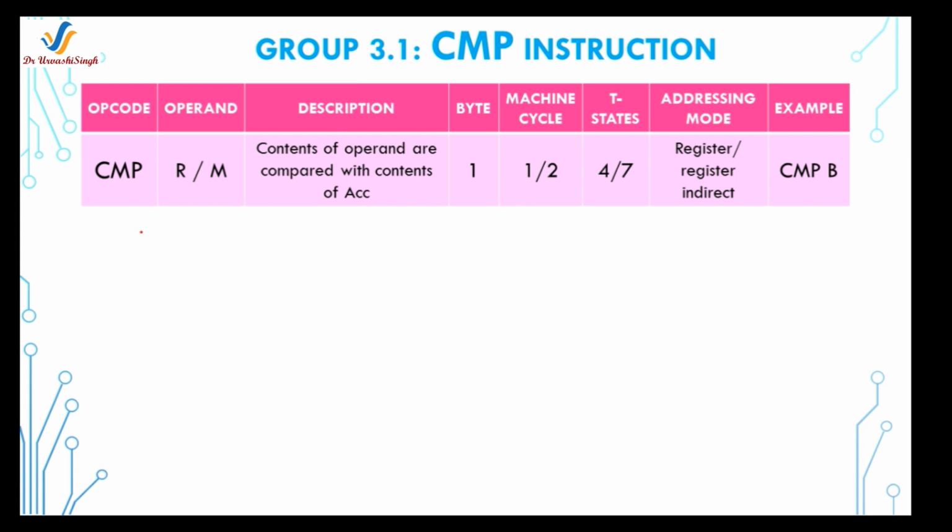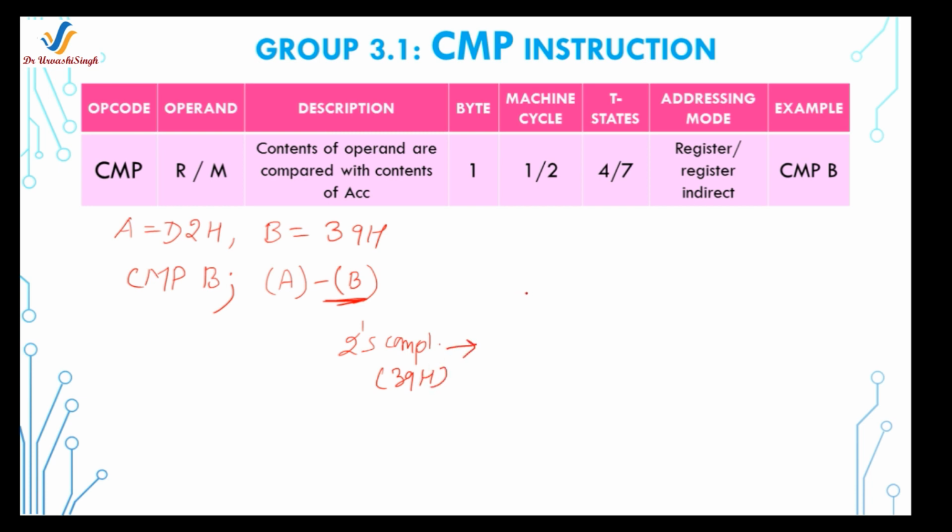So for this I am assuming that accumulator has D2 hex and register B has 39 hex. If I am using instruction CMP B, it means comparison of accumulator and register B contents has to be performed. For this comparison, the contents of register B will be subtracted from the accumulator. So let's find out the 2's complement of 39 hex. Here I am writing directly the 2's complement of 39 hex.